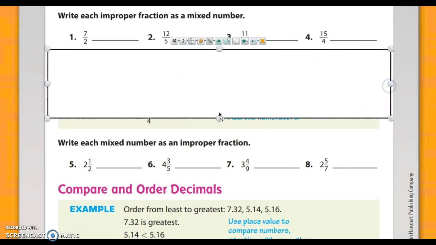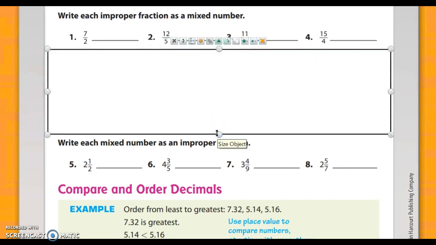All right, so we're going to go ahead and go through the answers for numbers 1 through 4. The directions read to write each improper fraction as a mixed number. And number 1 is 7/2. If I were to show my work the same way that the example was at the top, I would say, well, 7/2 would be a bunch of 2/2.